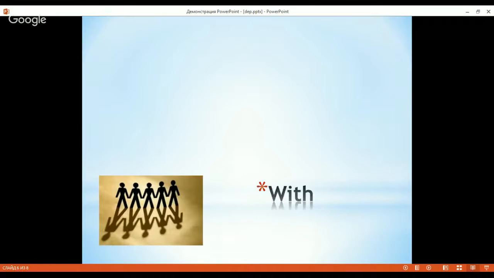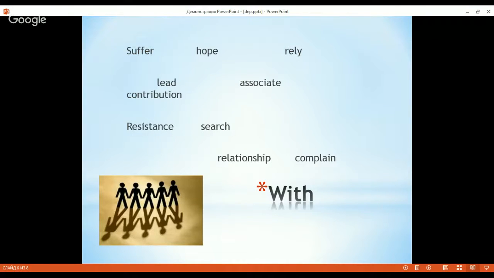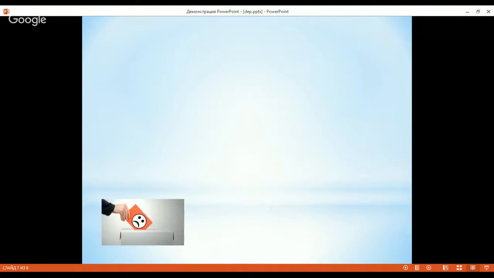And the other picture and the preposition with, and we have the words, and you are to guess. So the picture will help you to associate one of the words with this preposition, and it is relationship. So to have relationship, like with, relations with. And we have associate also with, as I've just told you, so associate with.